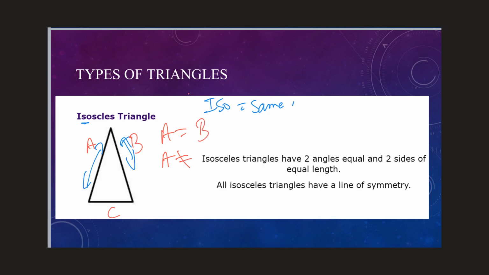Alright, so A is equal to B. A is not equal to C, and B is not equal to C as well. Right? Because as you guys can clearly see, side C is much smaller. So side A and side B have the same length, and isosceles triangles have 2 angles equal and 2 sides of equal length. All we're focusing on right now, because we're doing just the properties, is the 2 sides of equal lengths.